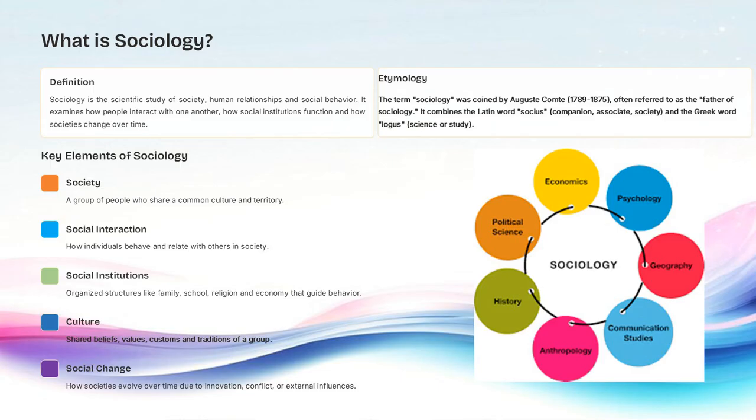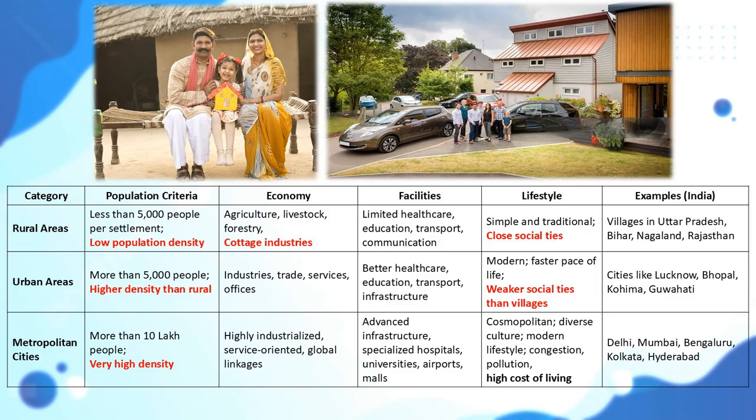Key elements of sociology. Society: a group of people who share a common culture and territory. Social interaction: how individuals behave and relate with others in society. Social institutions: organized structures like family, school, religion, and economy that guide behavior. Culture: shared beliefs, values, customs, and traditions of a group. Social change: how societies evolve over time due to innovation, conflict, or external influences.